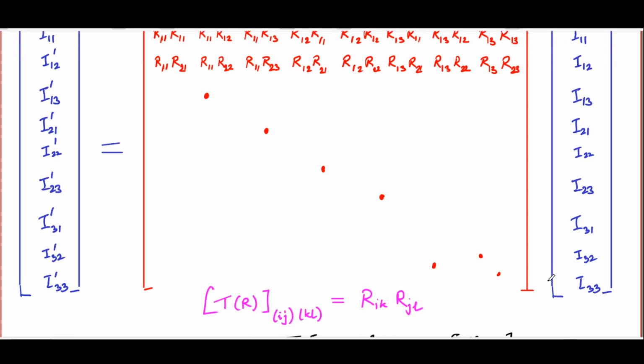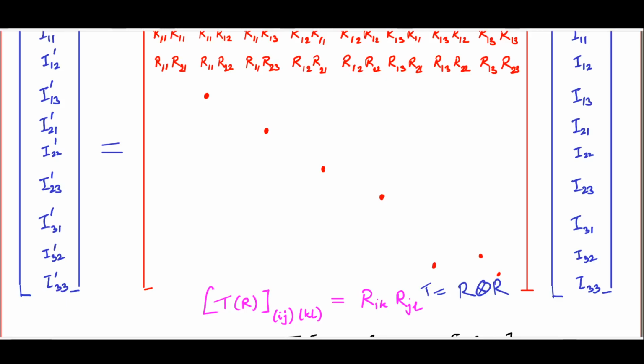So T(R)'s ij,kl-th element, as you can easily see from the example, must be Rik Rjl. This of course is a consequence of the general transformation rule. You would recognize that this is nothing but the statement that the matrix T is a direct product of the matrix R with the matrix R. So 2 R matrices, 2 transformation matrices for coordinates. You take the direct product of them, you get a 9 by 9 matrix, which is the matrix of transformation for the second rank tensor.